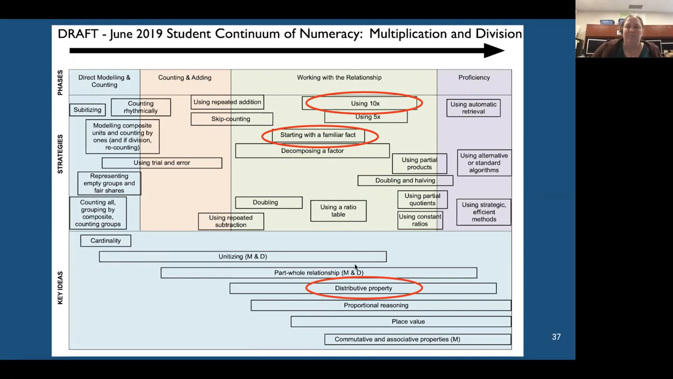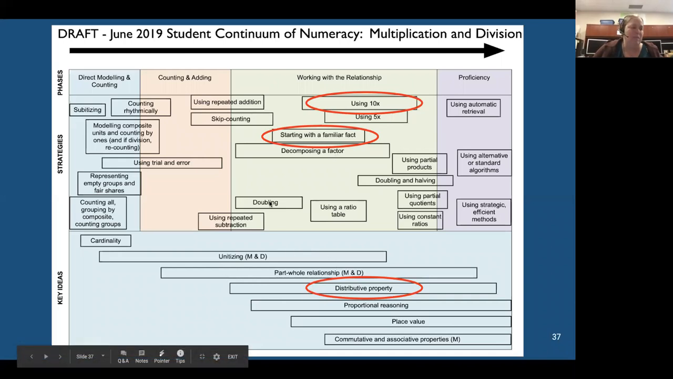So here we see her doing a whole bunch of things inside this, working with the relationship. She doesn't have it all squared away. She's still working at trying to figure it out. And so some more work with the array will help her to solidify some of the pieces in here.